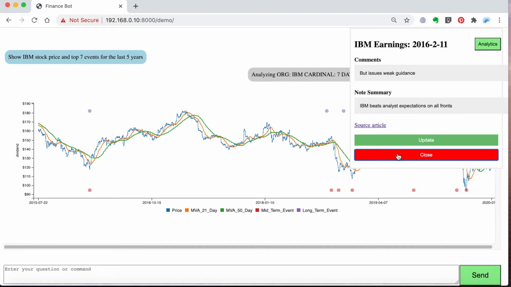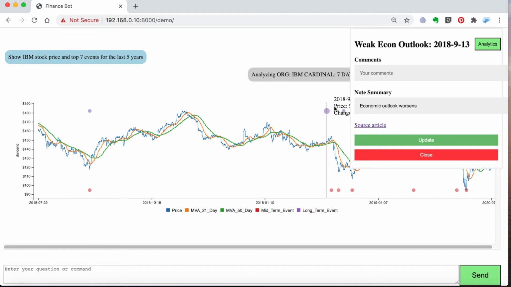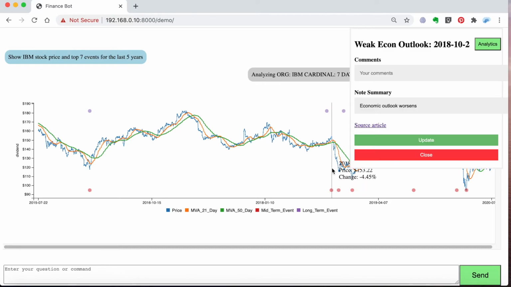So I close that and I go to the next event, and it basically says that the US economic outlook or forecast was looking bad at this point in time. And if I go to the next event, which is very close to it, it's still related to the same US economic outlook forecast worsening, which causes IBM stock price to go down steeply.